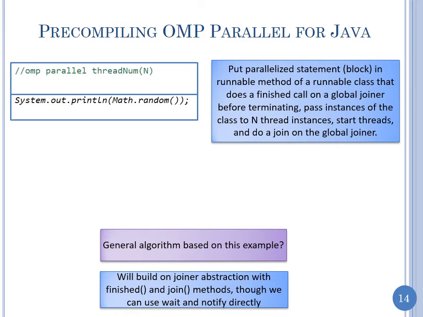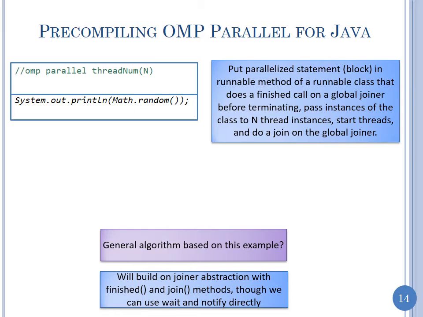And that runnable method will do a finish call on the global joiner object, right? An object that is global to both the forking thread, the creating thread, the original thread and the created threads. Okay, and we'll have to create n instances of the thread object, one for each thread that we want to create. If we have n threads here, each of them will be passed a new instance of this runnable class we've created. Right? We will then start the threads.